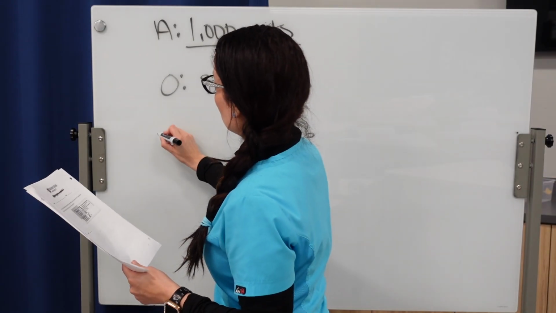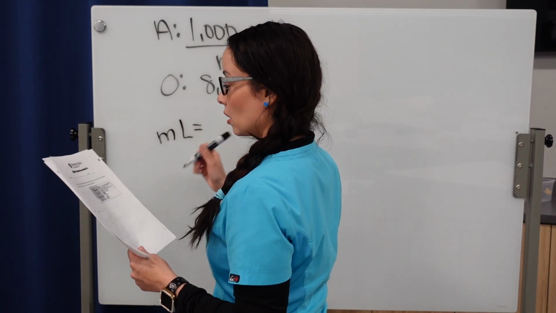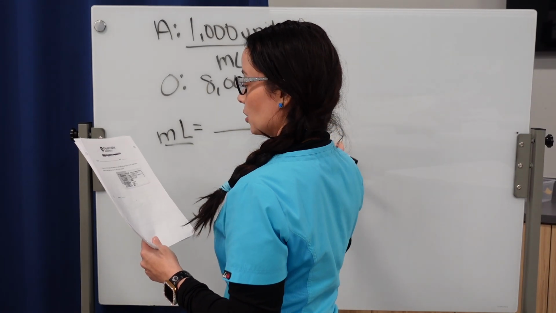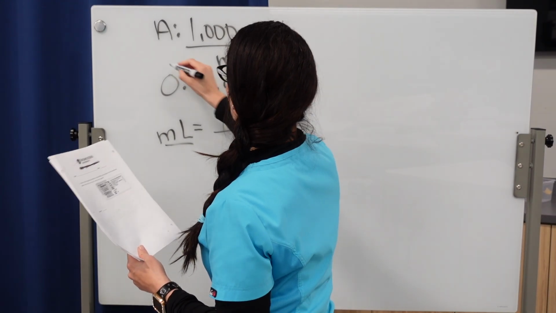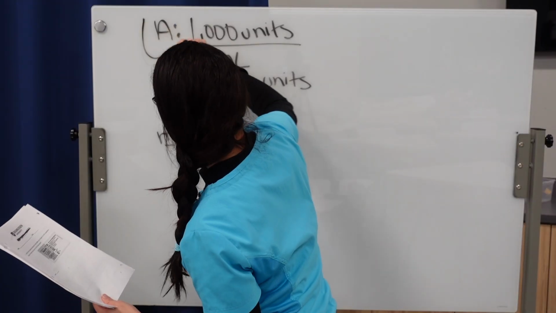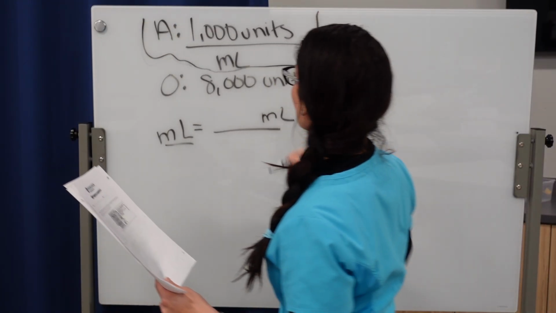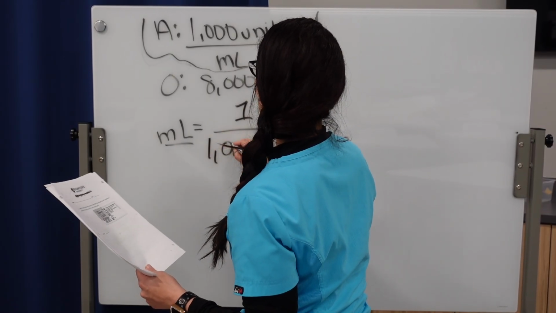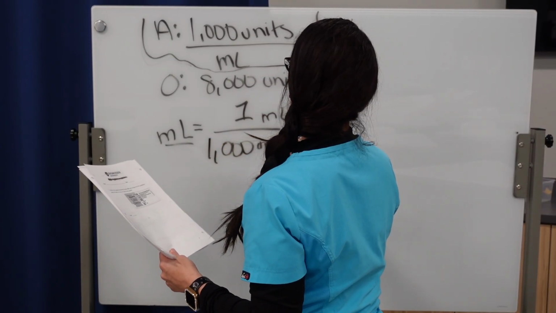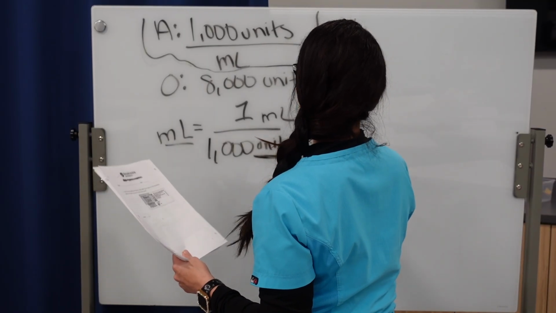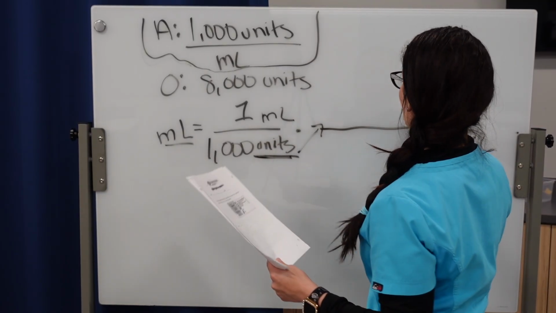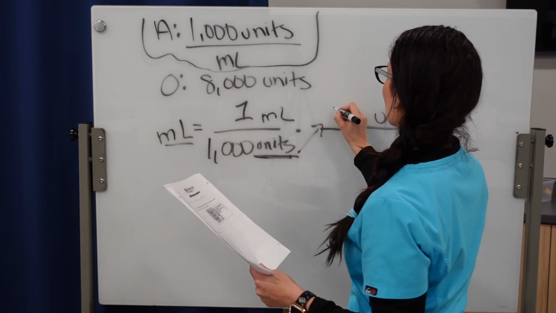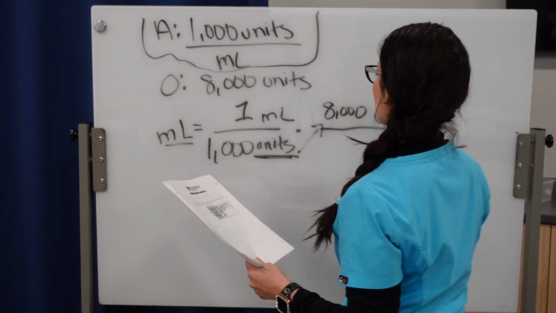So you set it up. What are we looking for? We're looking for milliliters, and whatever is on the left is going to go here at the top. This is a married fraction. You don't separate them. So 1 milliliter has 1,000 units. And then whatever's on the bottom here comes up top. So we need units up here. And then what else in the problem has units? The order, 8,000. So 8,000 units.